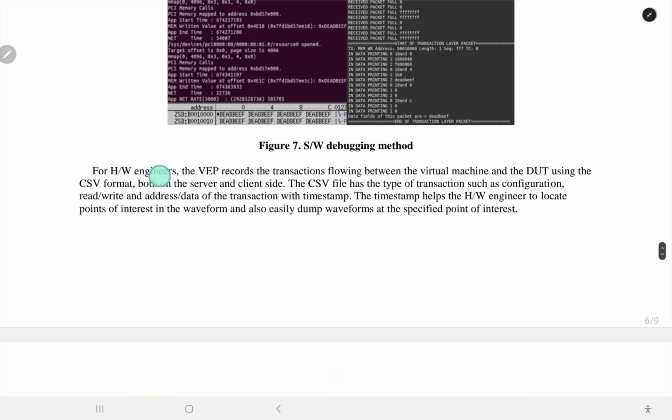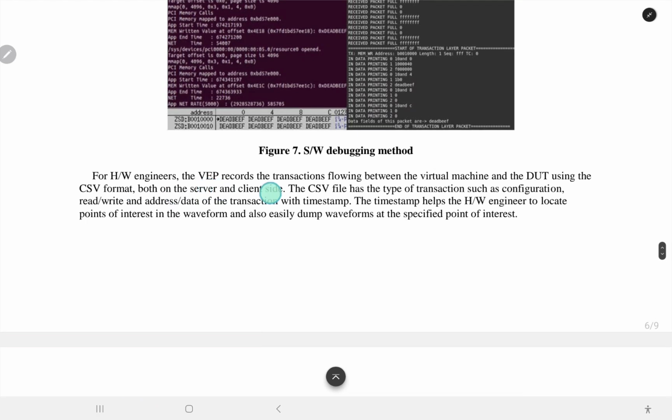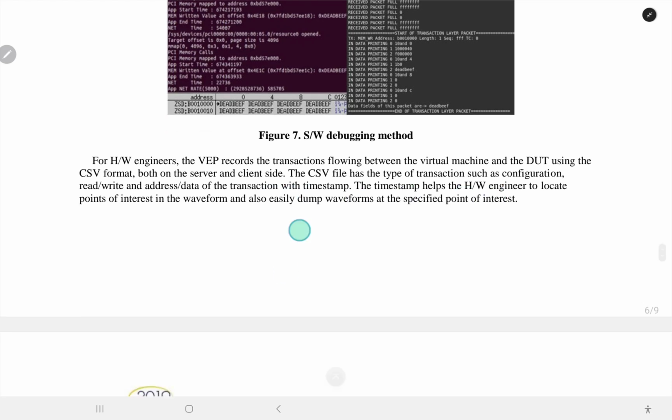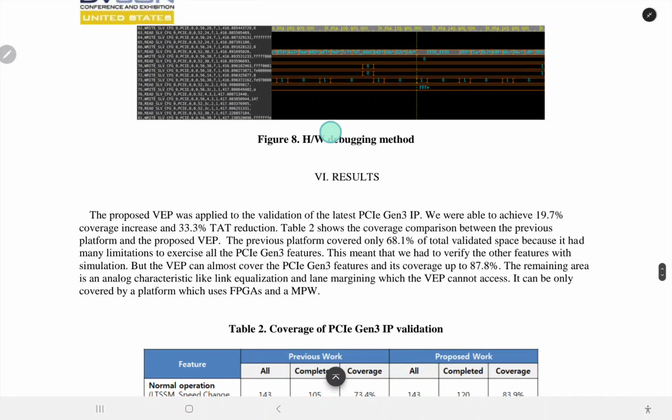For hardware engineers, the VEP records all the transactions flowing between the virtual machine and the DUT using CSV format, on both the server and client side. The CSV file has the type of transaction, such as configuration, read, and write, and the address and data of the transaction with a timestamp. The timestamp helps the hardware engineer locate points of interest in the waveform and easily dump waveforms at the specific point of interest. Figure 8. Hardware debugging method.